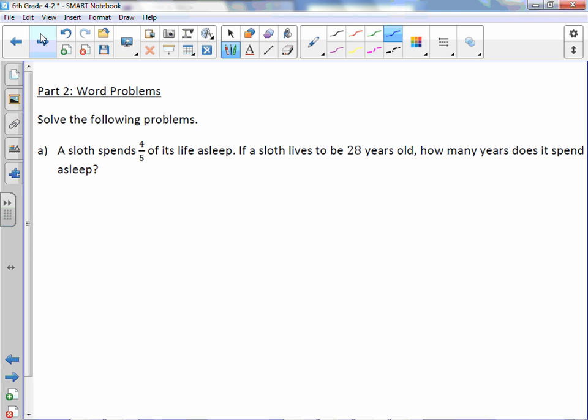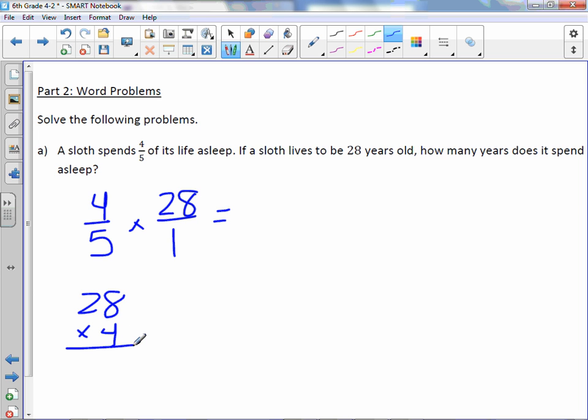A sloth spends 4/5 of its life asleep. If a sloth lives to be 28 years old, how many years does it spend asleep? So we take our 4/5 and multiply it by the 28 years, of course putting 28 over 1. 28 times 4 I'll do off to the side. 4 times 8 is 32. 4 times 2 is 8, plus 3 is 11. So this is 112. And 5 times 1 for your denominator is 5.